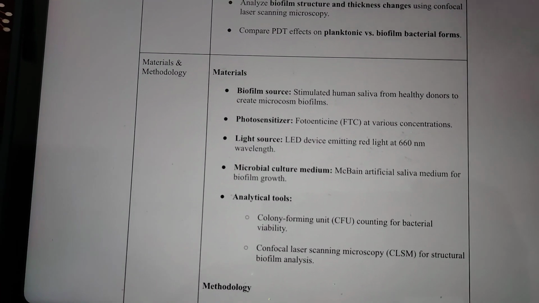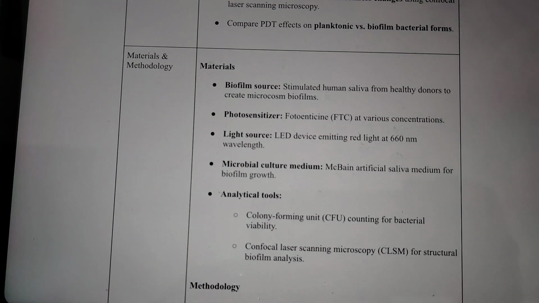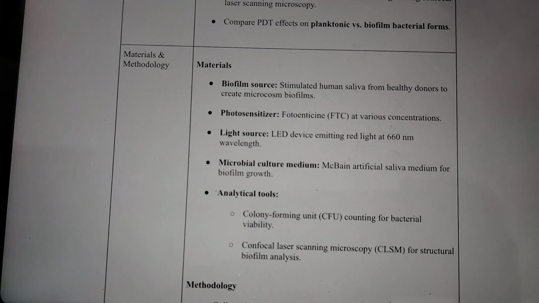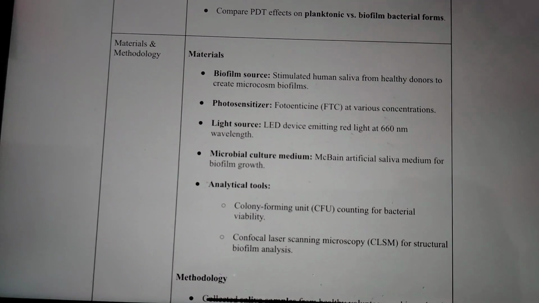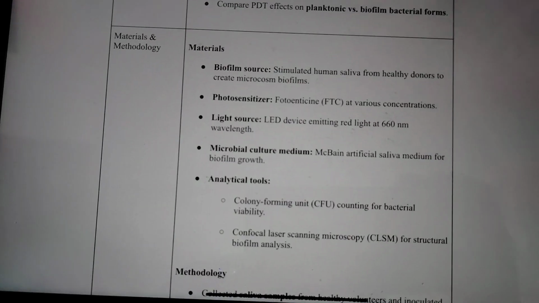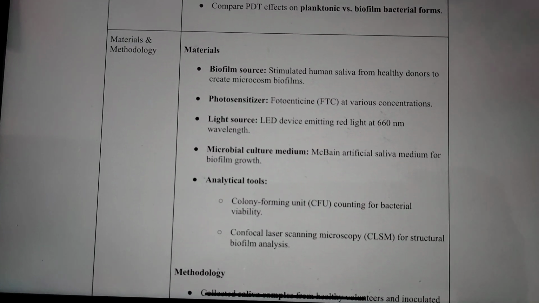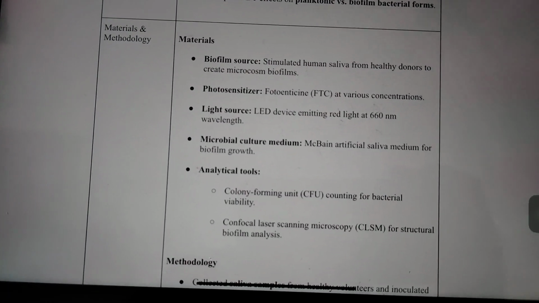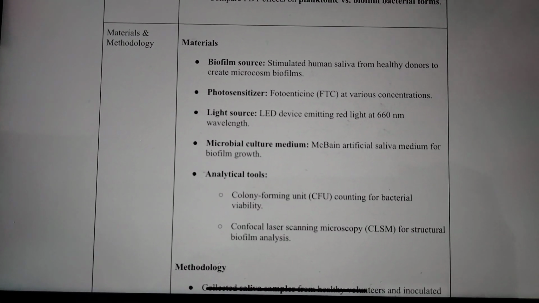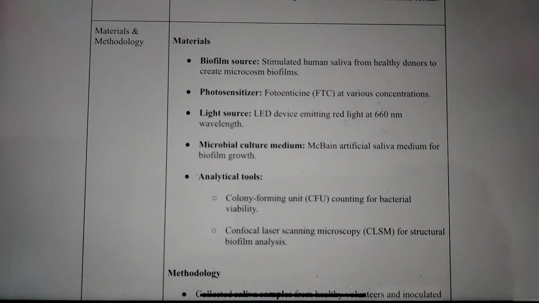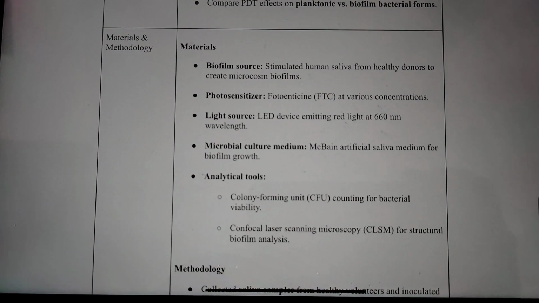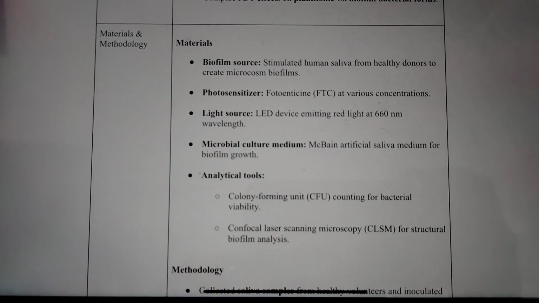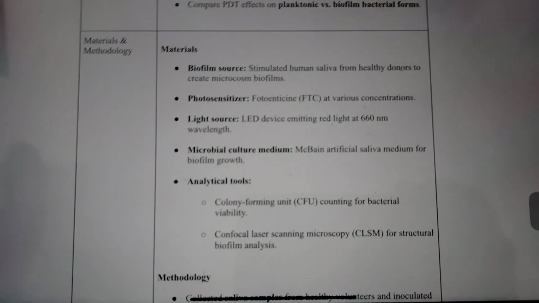Photosensitizer, photoenticin at various concentrations; light source, LED device emitting red light at 660 nanometer wavelength; microbial culture medium was McBain artificial saliva medium for biofilm growth; and analytical tools were colony forming unit counting for bacterial viability. Confocal laser scanning microscopy was done for structural biofilm analysis.